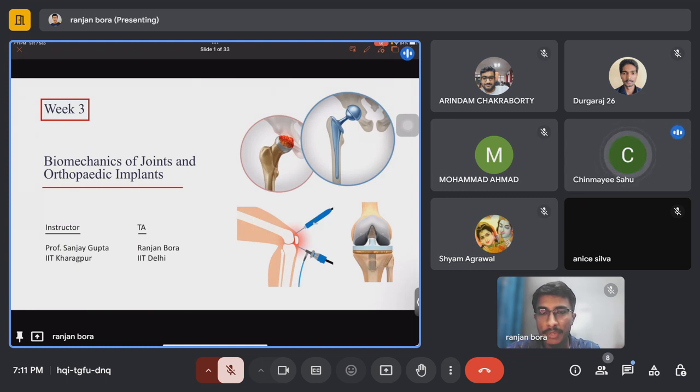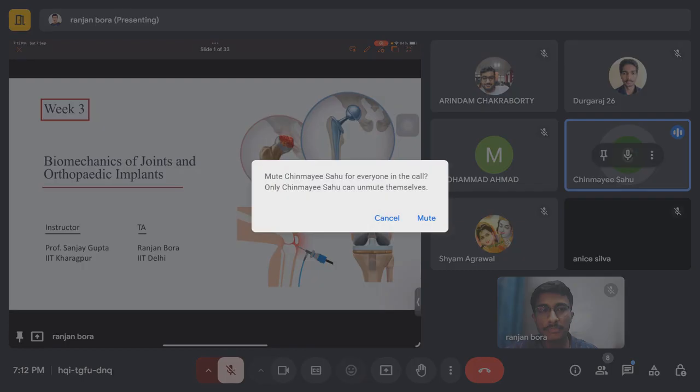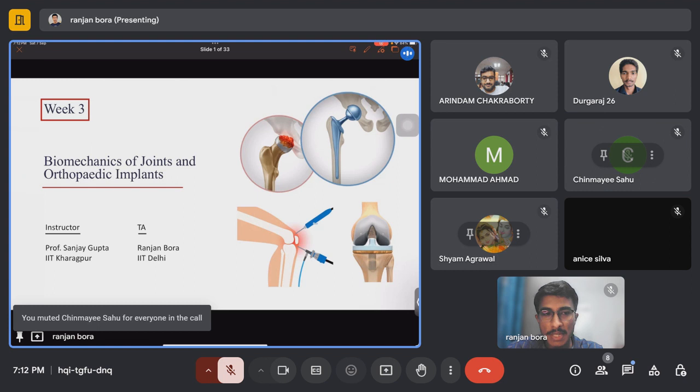Today is week 3 of tutorials, and previously I have taken two tutorials, week 1 and week 2. I hope all of you have gone through those videos. In those videos I discussed some basic mechanics problems and solved the assignment questions from previous weeks. In today's tutorial, first I will solve the assignment of week 2, and after that I will discuss some concepts from week 3, and after that, I will solve some numerical problems related to biomechanics.